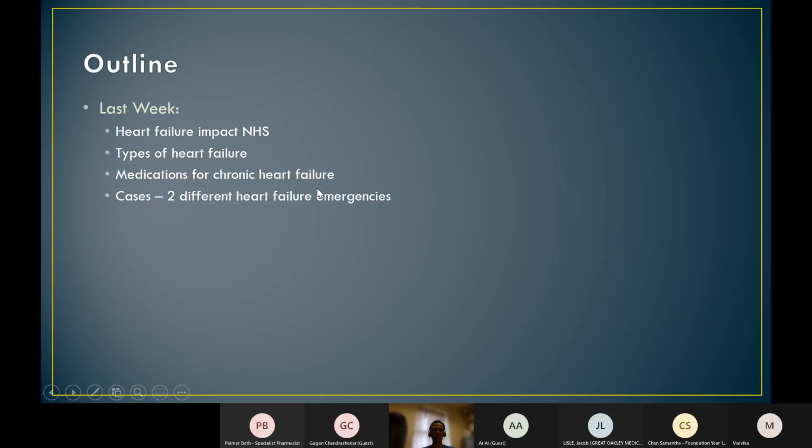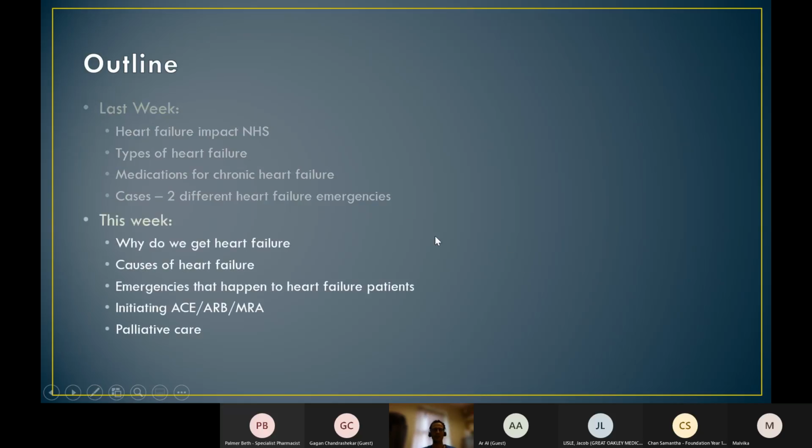We also talked about the different medications for chronic heart failure, predominantly for left ventricular systolic dysfunction. So again, please go to that if you want that, or how to manage emergency heart failure presentations. This week, we're going to complement that with the question, why do we get heart failure? I will talk about the different causes, a bit about the etiology of heart failure, not in great depth, because I don't think that generally speaking matters that much, but you should have some awareness of that.